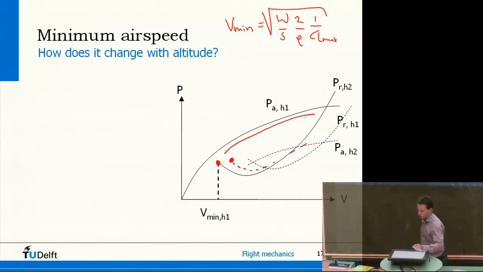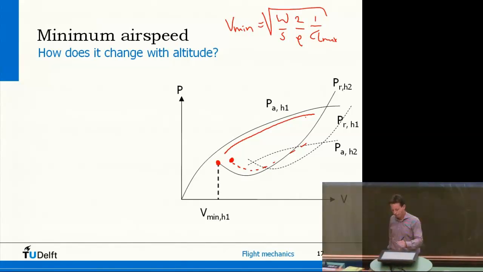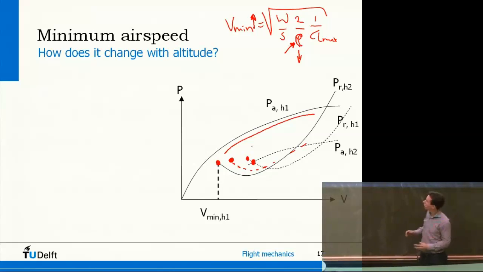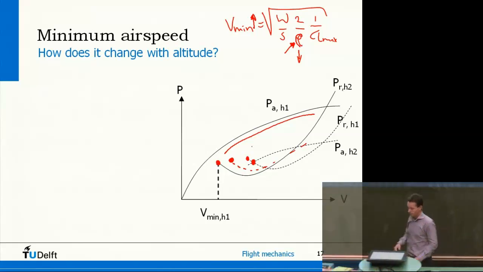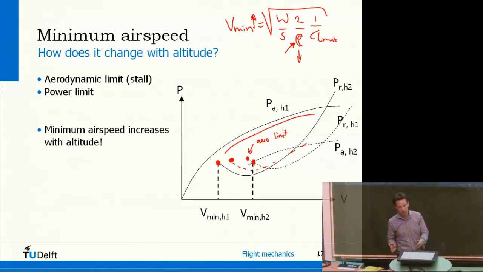You can see it in the equation as well, that if the air density goes down, then the minimum airspeed goes up. And at some point, like I've shown here, actually these curves start to intersect. So this means that even though this point here is the aerodynamic limit, actually you cannot generate enough power to fly at that speed. So at some point when these curves start to intersect, you don't have enough power anymore to fly at the minimum speed. So you cannot go to the aerodynamic limit anymore. But what you have to notice from here is that there's an aerodynamic limit and there's also a power limit, and minimum airspeed obviously increases with altitude.